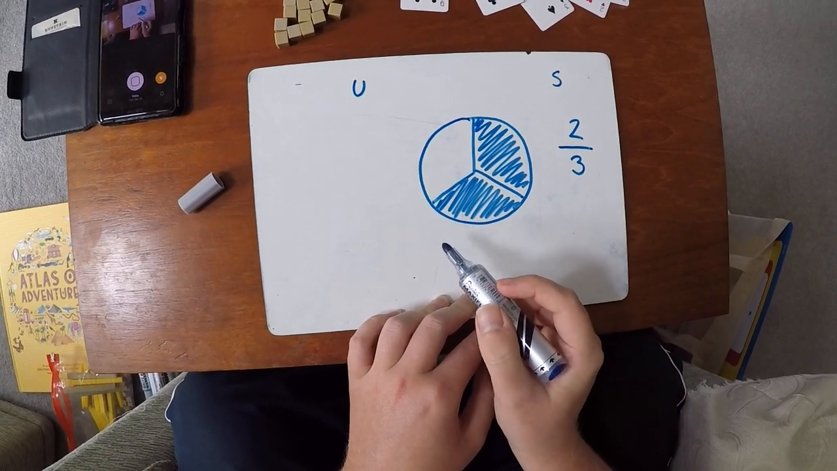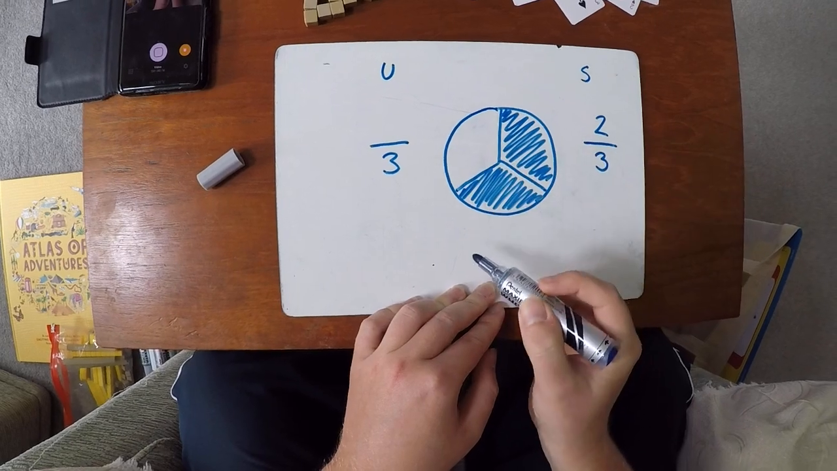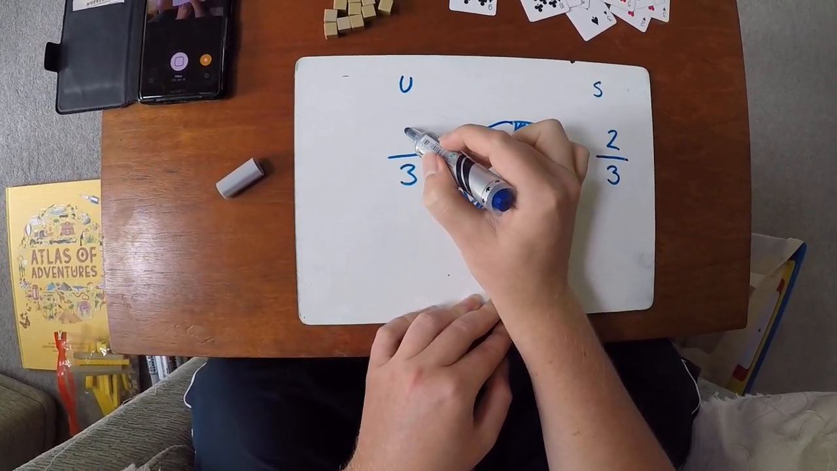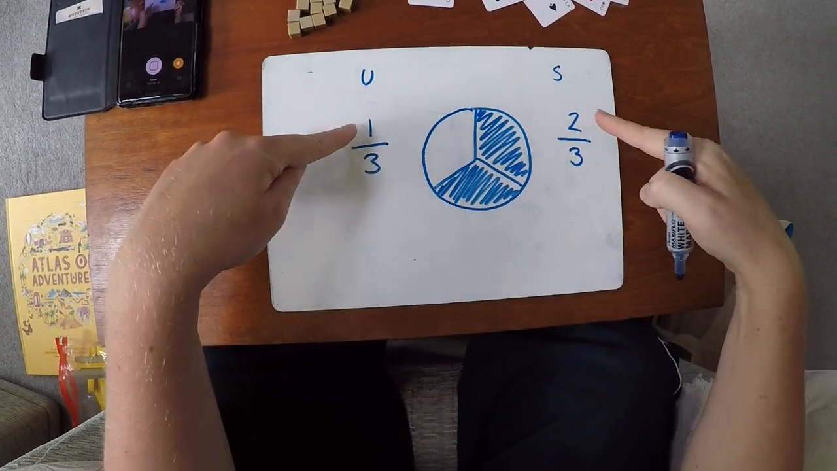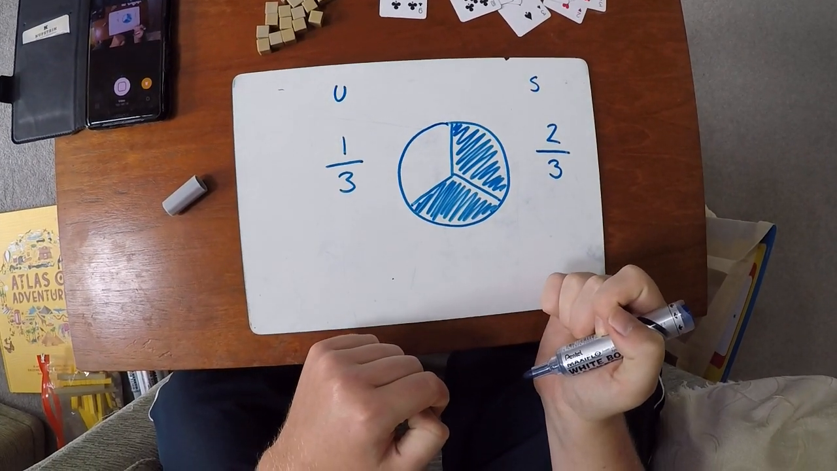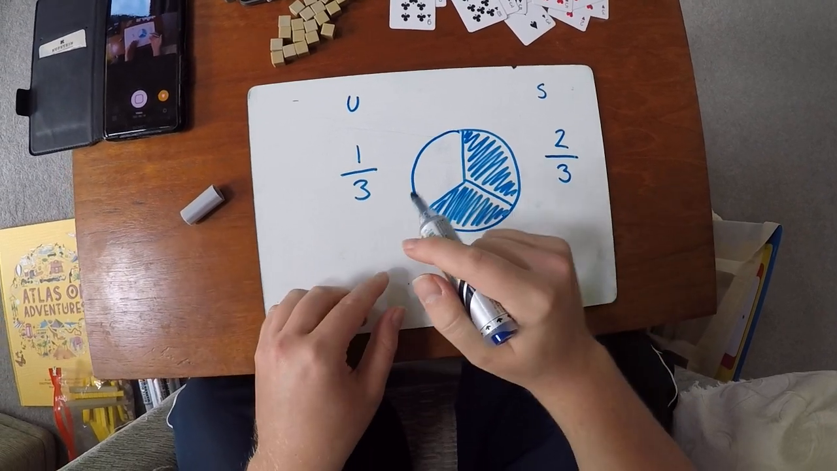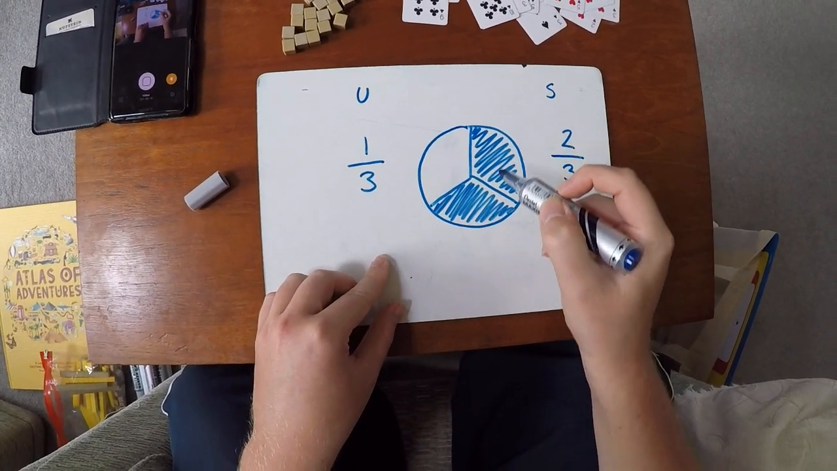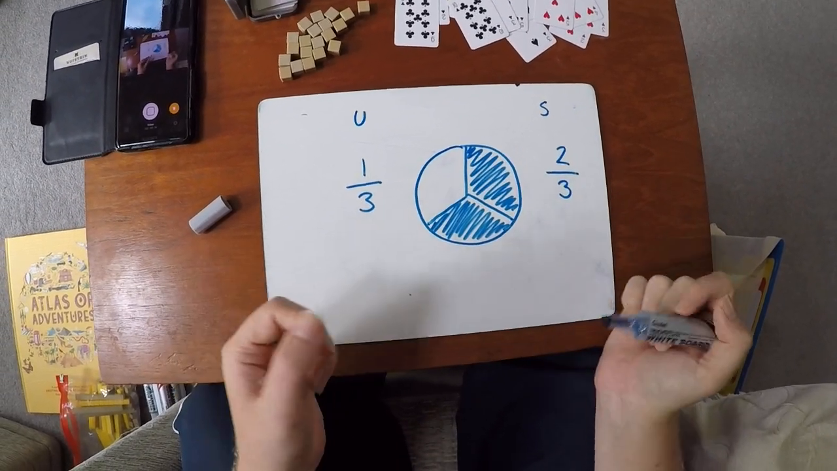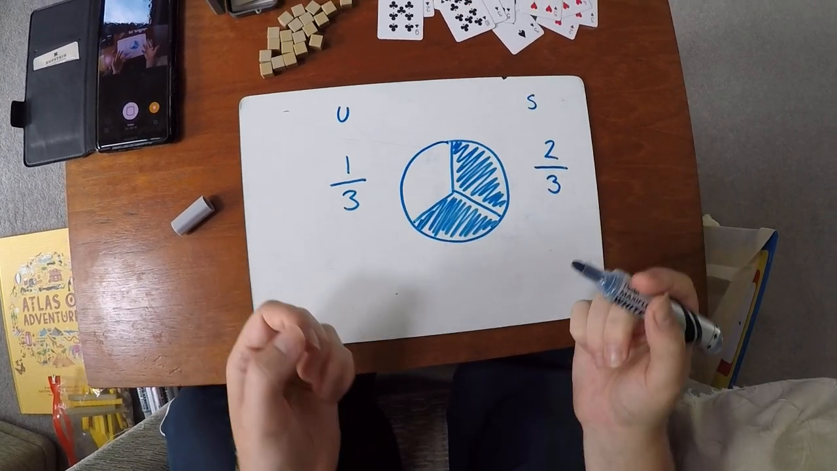My unshaded, I've still got 3 parts, so I do my vinculum and put my 3 as my denominator because that doesn't change, and I've got 1 part that's unshaded, and again 1 and 2 we can see adds up to our 3 parts in total. So when we're thinking about what fractions look like of a whole, the denominator is how many parts you have, and the numerator is how many parts are shaded or maybe unshaded, depending on what the question asks for. So that's what a fraction might look like.